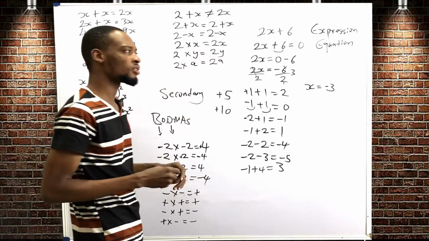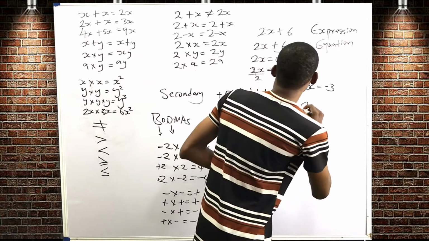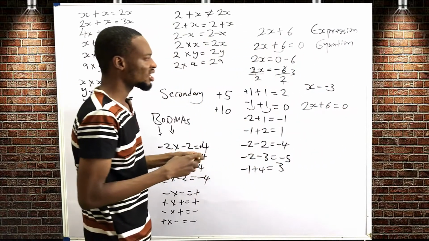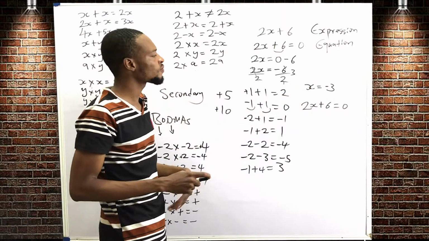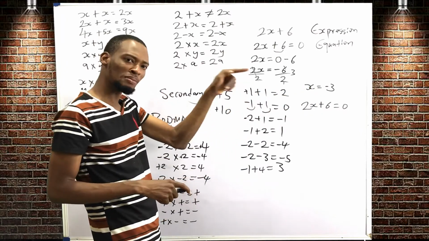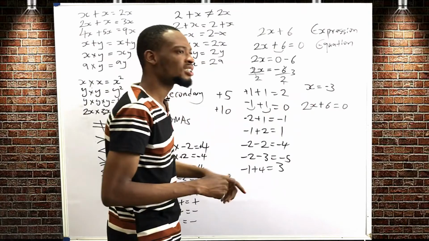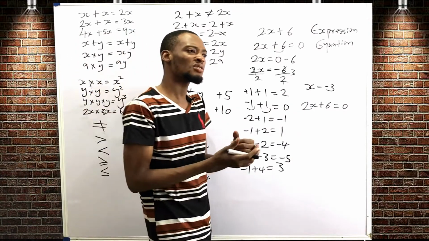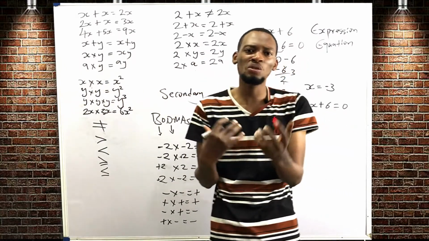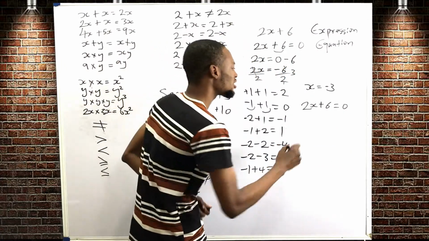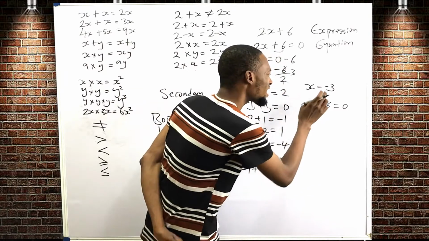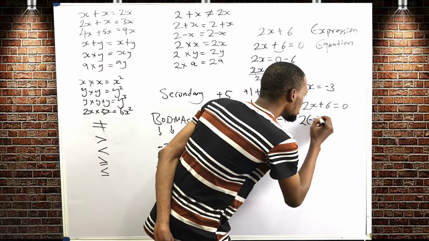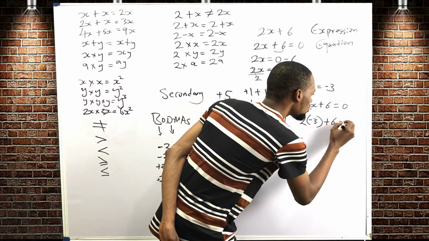Now we can prove this equation. Let me rewrite. The equation says 2s plus 6 equals 0. And we've solved s to be minus 3. So let's prove that s is actually minus 3 by putting s here. This is called substitution. In maths, you come across a lot of substitution. It means to replace. Now look at it. Instead of s, we are now replacing it with minus 3. So 2 times minus 3 plus 6 equals 0.